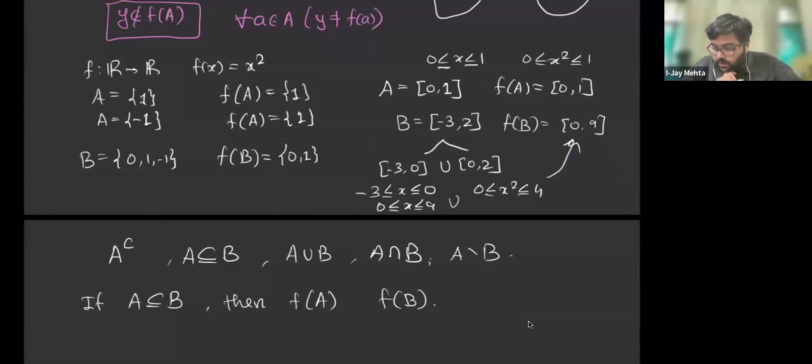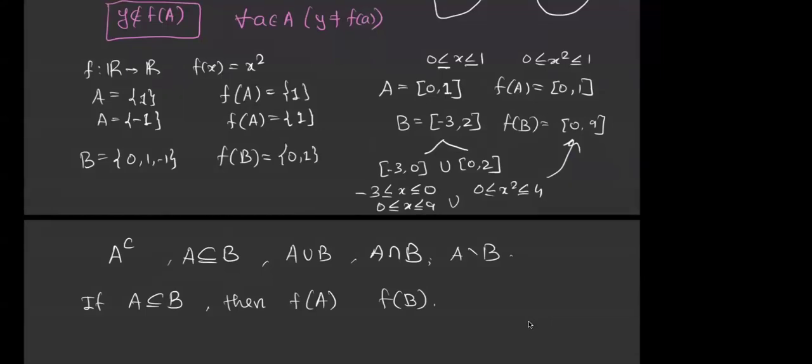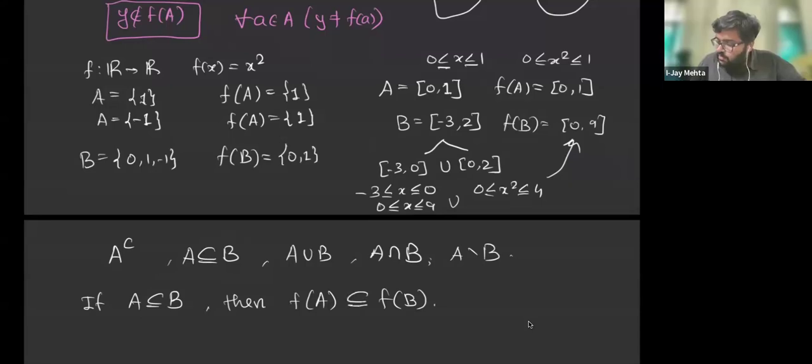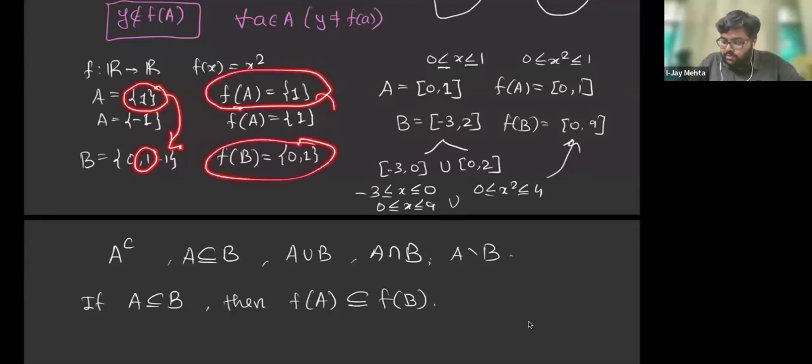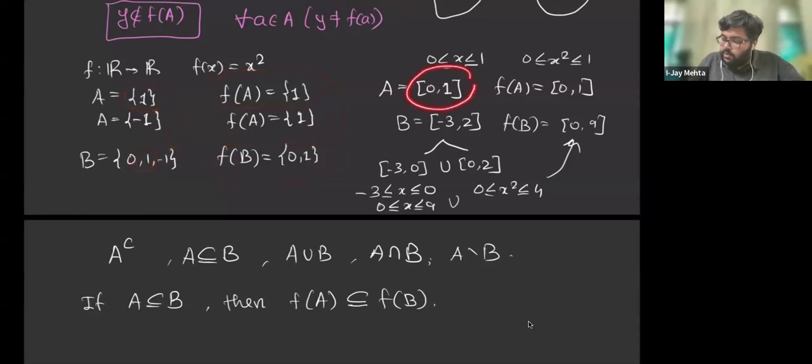Shivam says FA is a subset of FB. And you can observe this also. See, this A is a subset of B, right? One is already there here. What is F of A? 1. What is F of B? 0, 1. So this is a subset. Here also A is a subset of B. What is FA? 0, 1. What is FB? 0, 9. So this 0, 1 is a subset of 0, 9. So this is one observation we can see from examples.